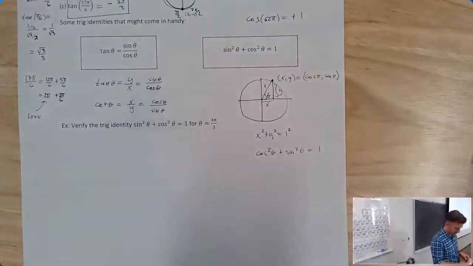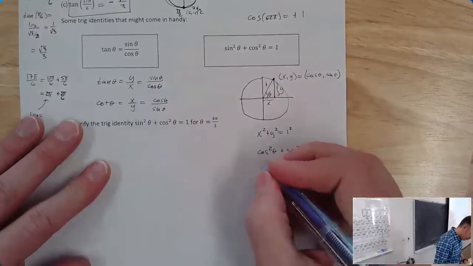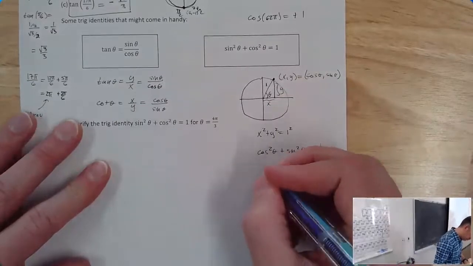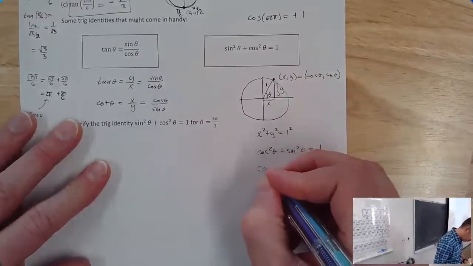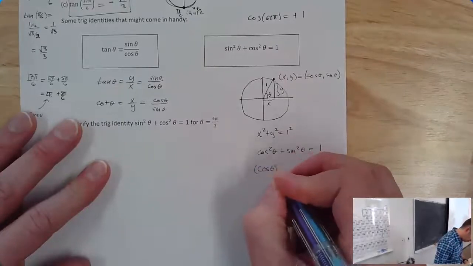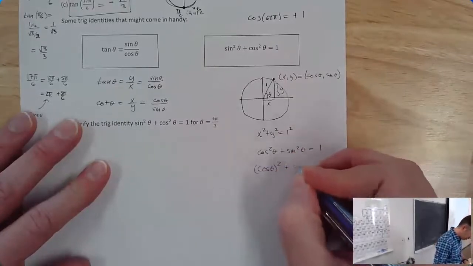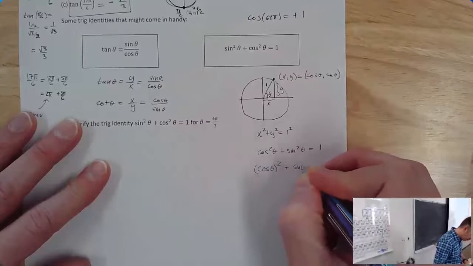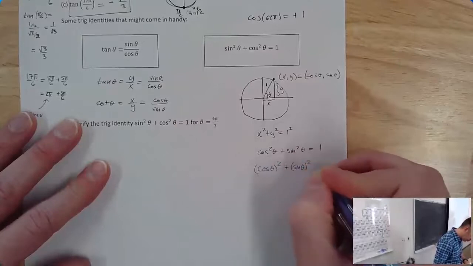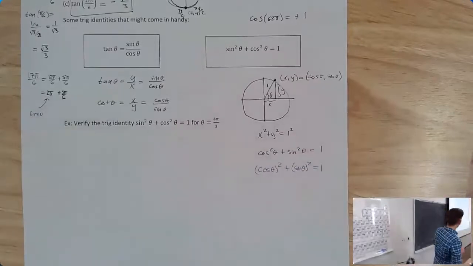I will point out that this is just an abbreviation for cosine theta quantity squared. And this is just an abbreviation for sine of theta quantity squared. It just gets kind of to be a little bit tedious to write all those parentheses out all the time. So people often will abbreviate sine of theta quantity squared as sine squared theta, and so on.